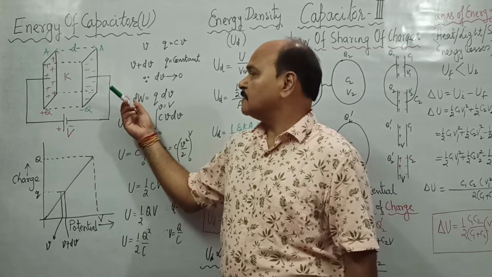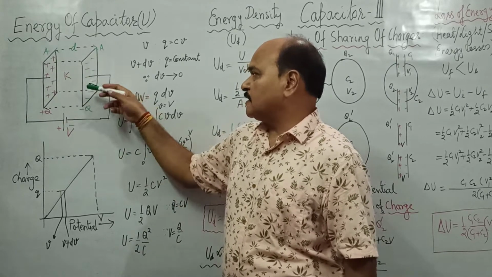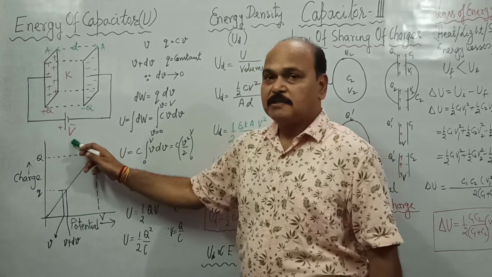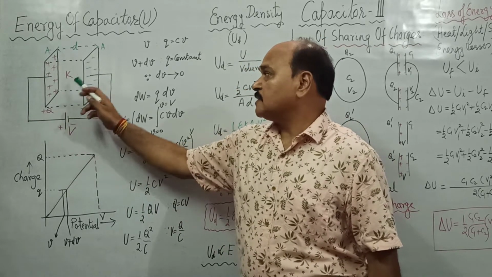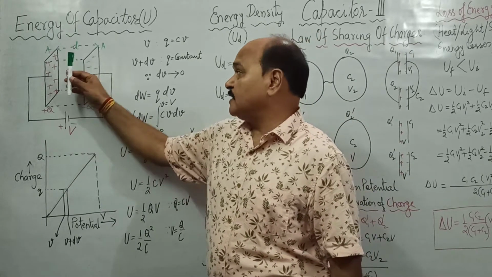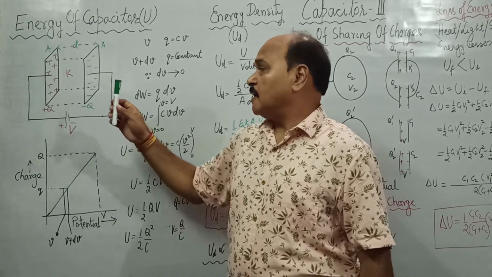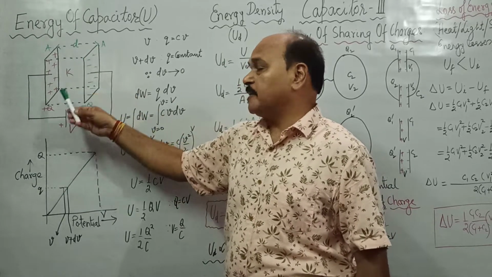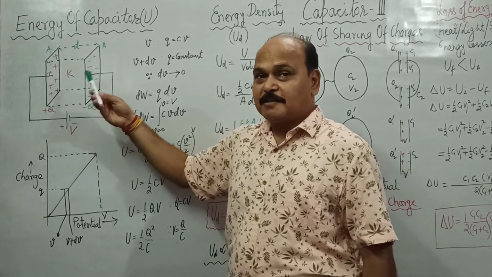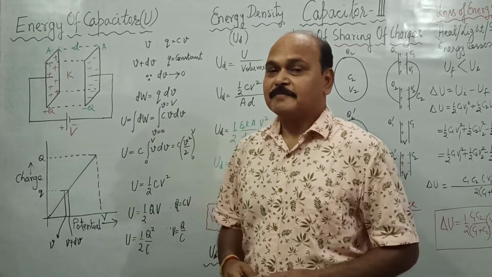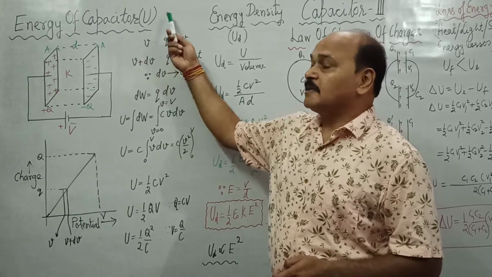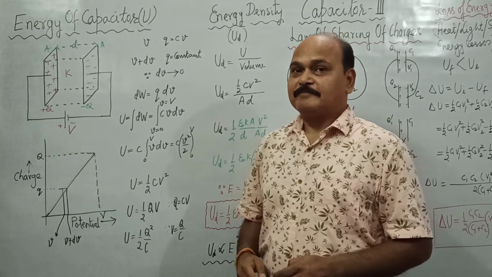Energy of capacitor. Children, when a capacitor is connected across a battery, the potential difference across whose terminal is V, one plate acquires positive charge, the other plate acquires negative charge. There is a uniform electric field set up between the two plates. And this uniform electric field creates energy space, and in this energy space, energy is stored. This energy stored by the capacitor is called its potential energy or simply energy of capacitor.